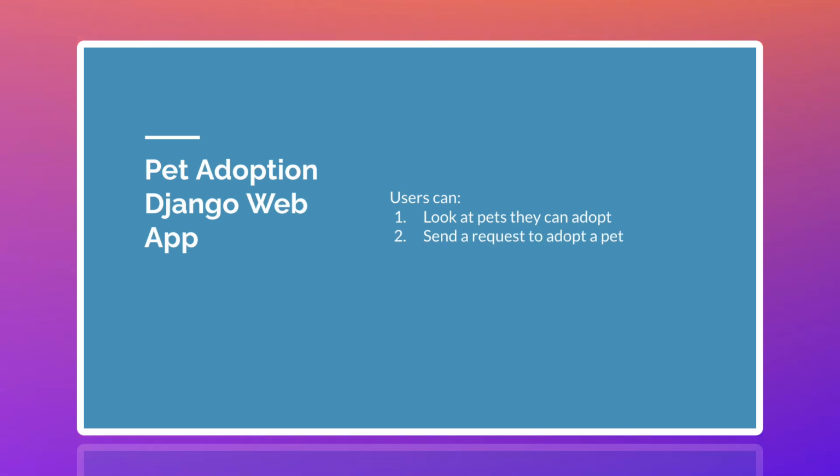Okay. And of course, users then will be able to send a request to adopt a pet that they are interested in adopting. There are many things we're going to be learning about Django as we go through this, and the idea is not to overwhelm you with Django, but to show you right away how easy it is to create web applications with backend and front end, everything in one go using Django. Okay, let's go ahead and get started.